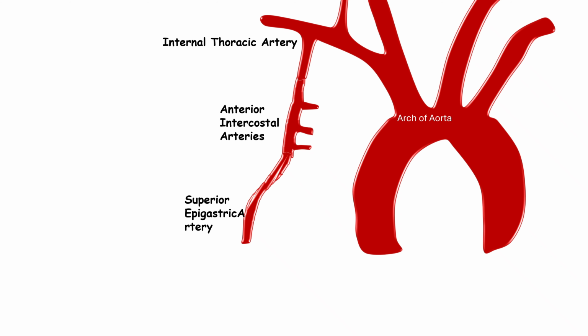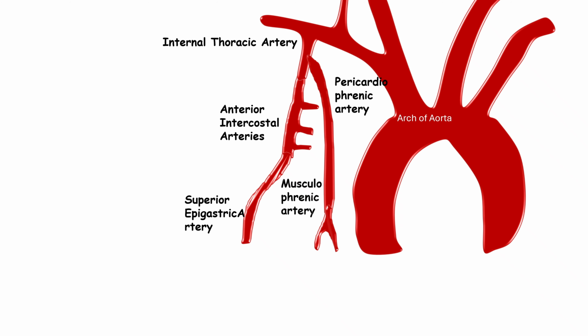The next one is the pericardiophrenic artery. It supplies the pericardium and diaphragm and it extends into the musculophrenic artery. The musculophrenic artery supplies the diaphragm, lower intercostal muscles, that is 7th, 8th and 9th, and abdominal muscles. And there are some sternal and perforating branches seen in the internal thoracic artery.